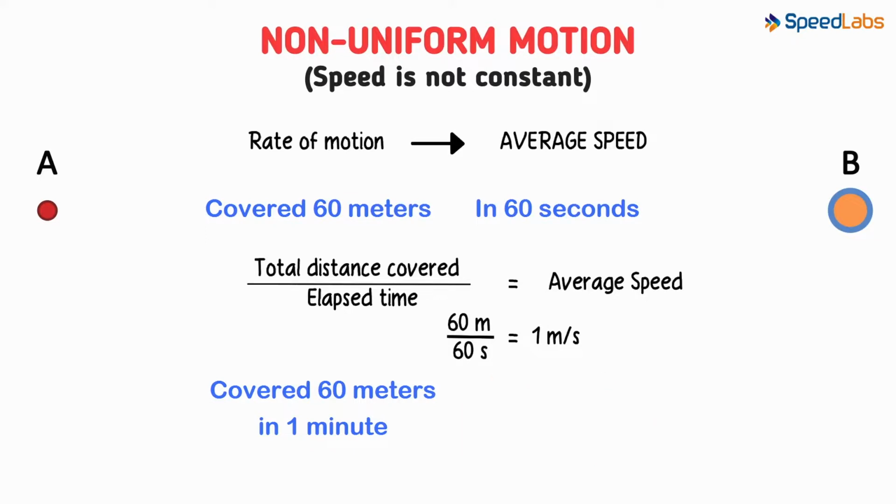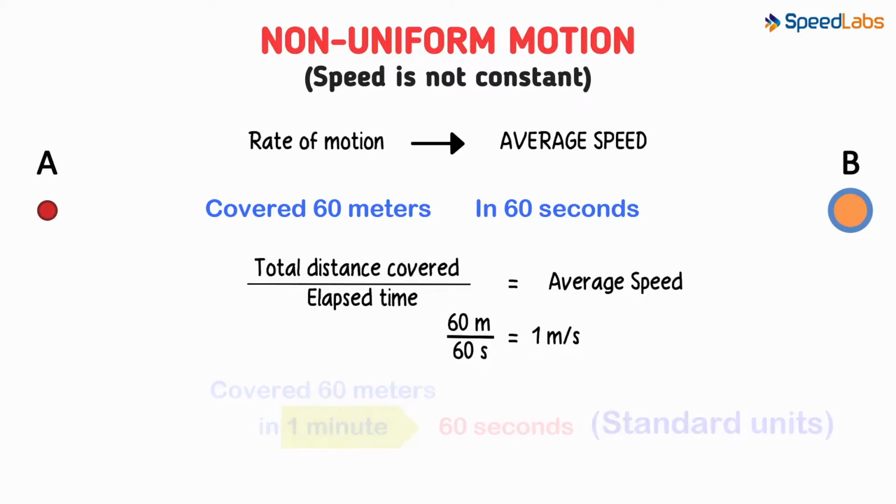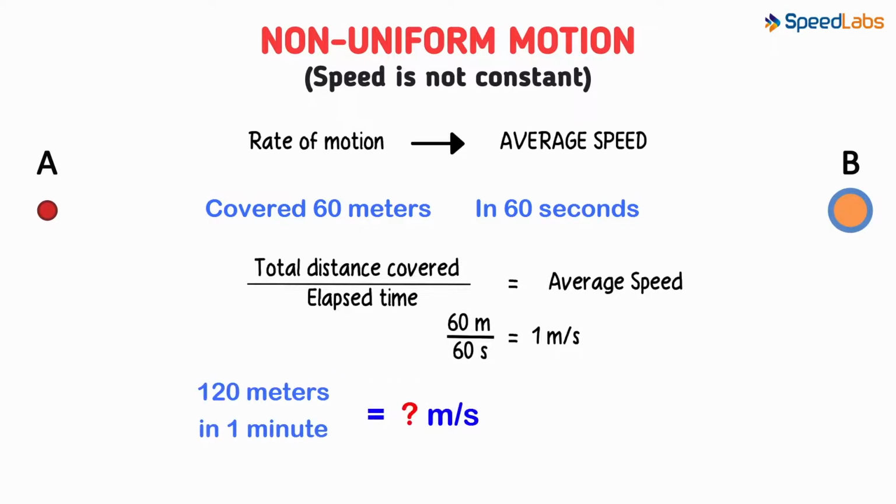The best way, normally, would be to convert to standard units. So let's convert 120 meters in a minute into meters per second. Meters is already in standard form. As the standard form of speed is meters per second, we need to convert this minute into seconds. 1 minute equals 60 seconds.